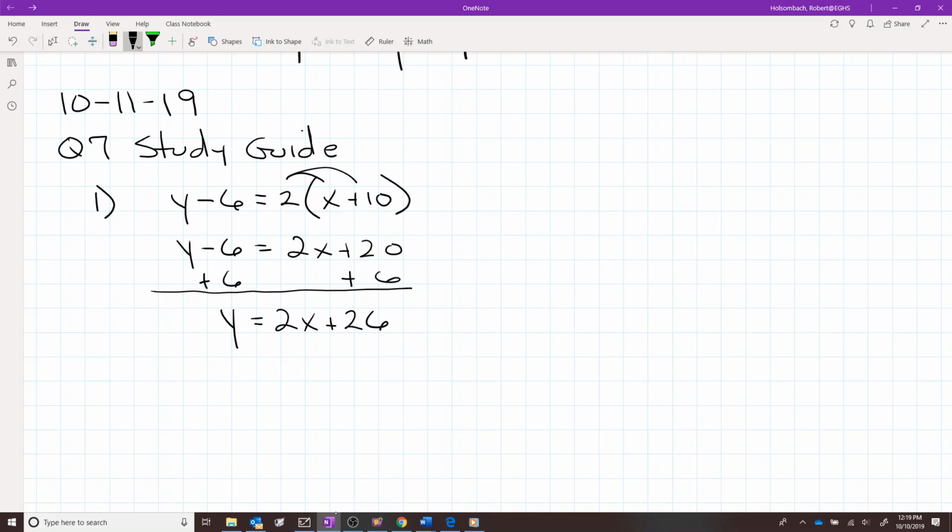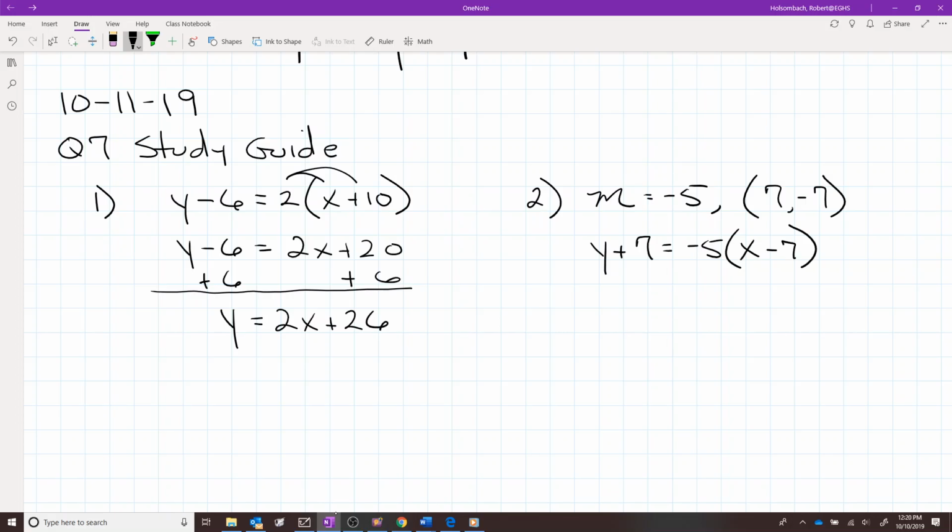Number 2 asks you to write an equation in point-slope form of a line through 7, -7 with slope of -5. Okay. So for number 2, your m is -5, and you're going through the point 7, -7. So your equation in point-slope form would be y plus 7 equals -5 times x minus 7. The opposite of your y value given goes here, the opposite of your x value given goes here, and this is your slope.